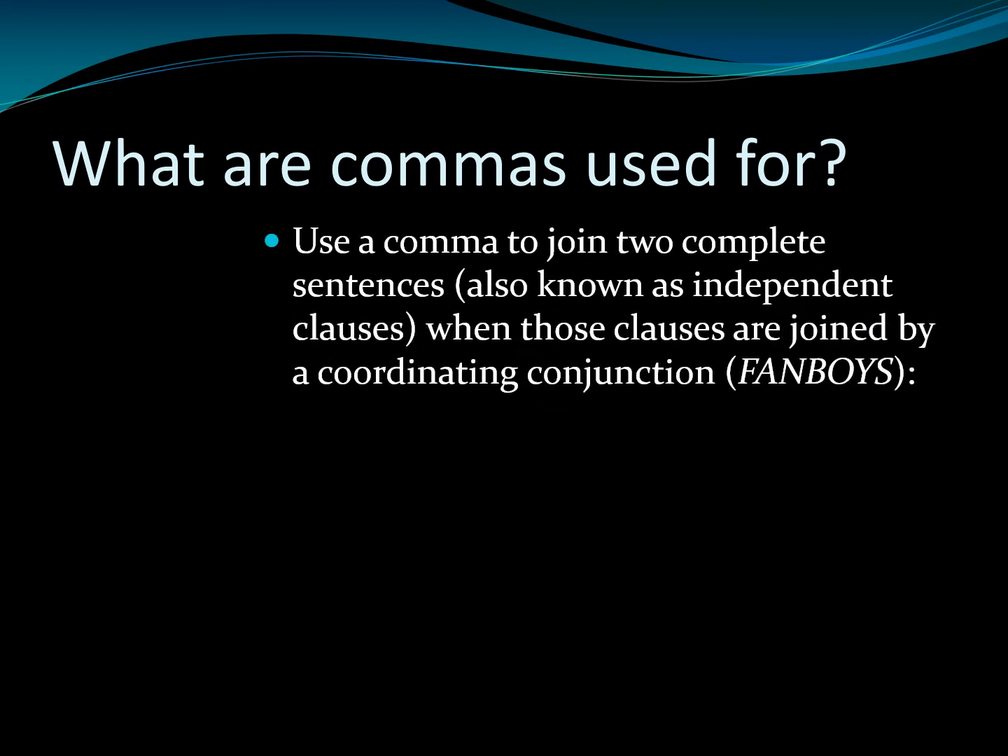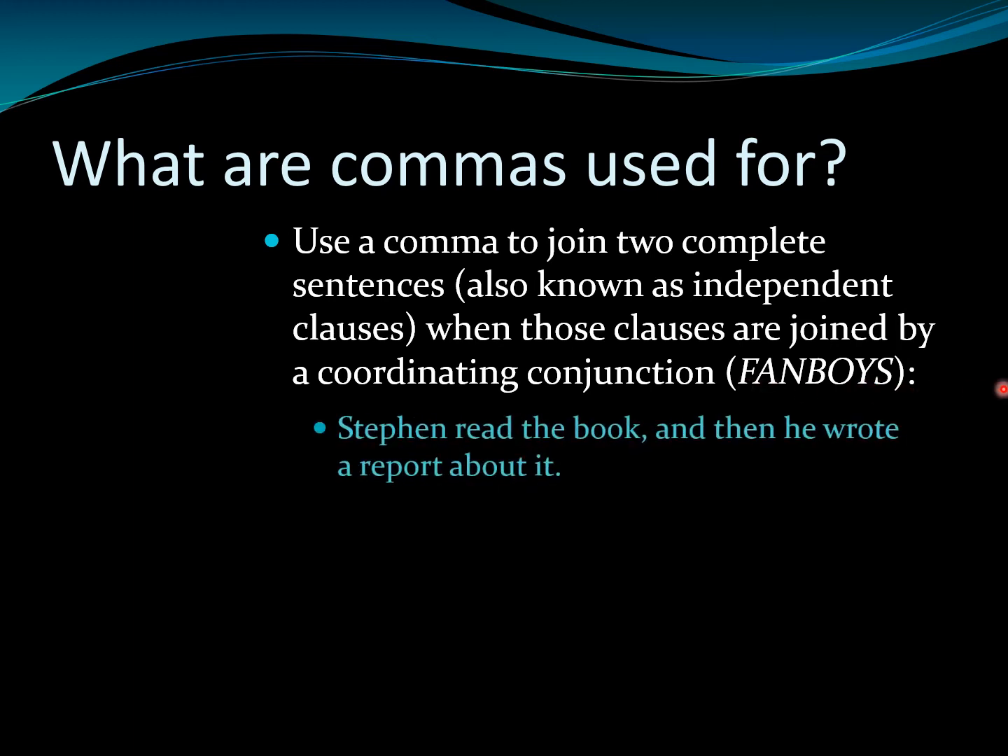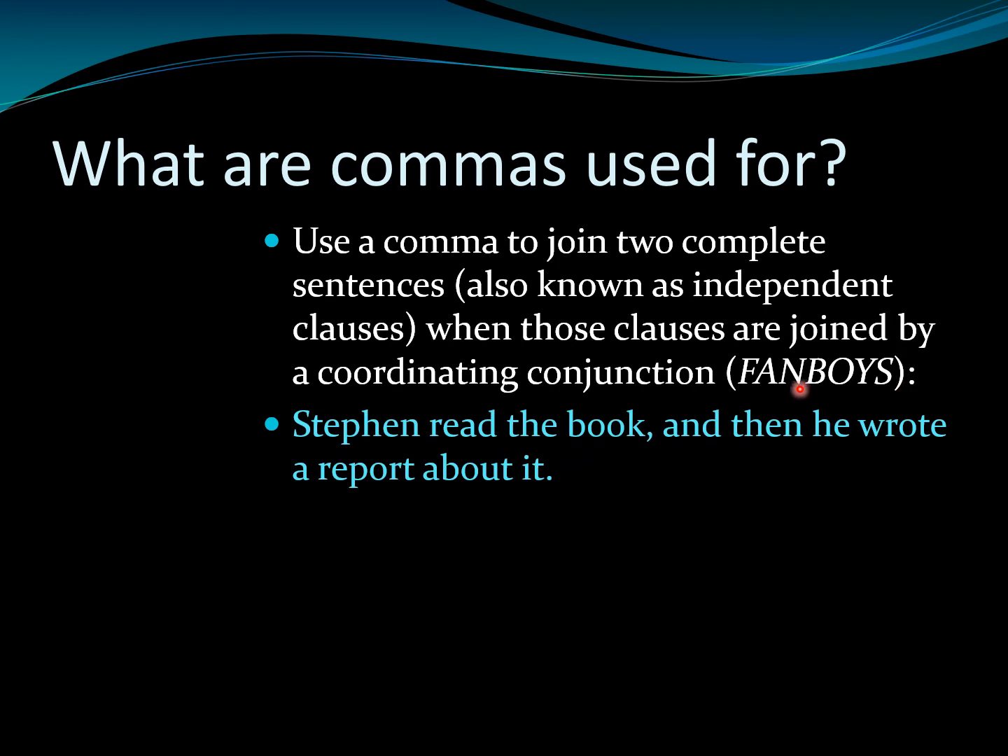What else are commas used for? They are used to join two complete sentences, which are also known as independent clauses, when those clauses are joined by a coordinating conjunction, which is one of the 7 in English that we list using the acronym FANBOYS. For, and, nor, but, or, yet, and so. If you have one of those 7 coordinating conjunctions between 2 complete sentences, you have to have a comma before it.